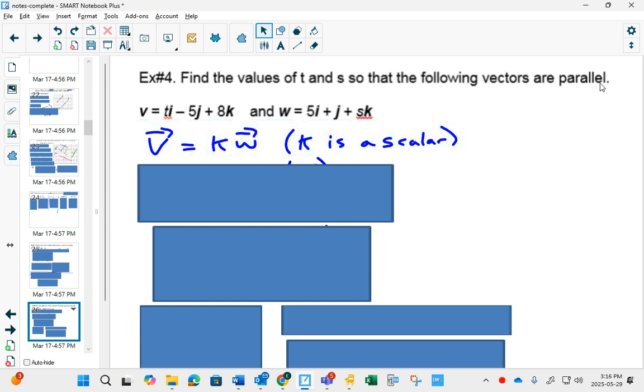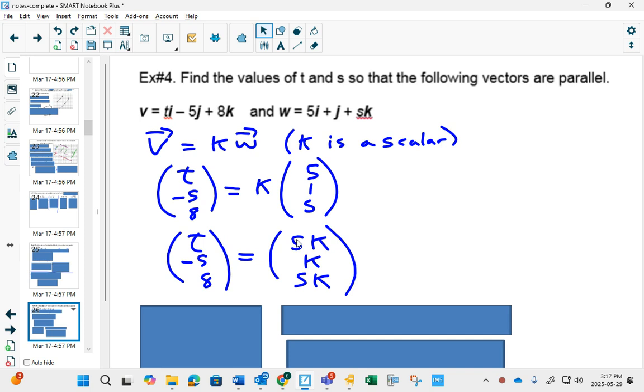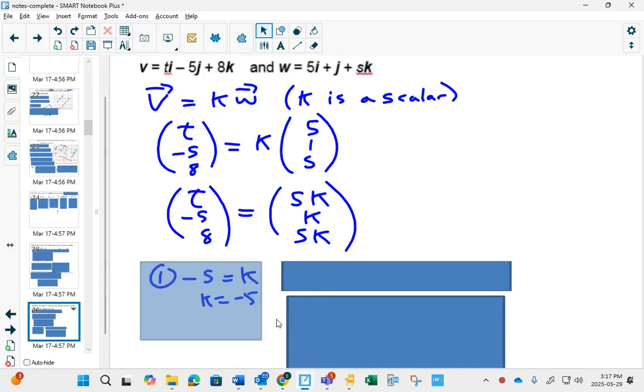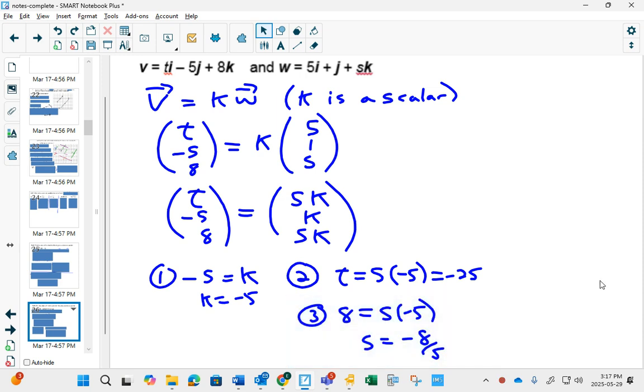Last question for the day. So again, if they're parallel, one is a multiple of the other. So I set things up, which would give me 3 separate equations. t is equal to 5k, negative 5 is equal to k, and 8 is equal to sk. One of those is really good for figuring out what k is. Oh, maybe the one where negative 5 is equal to k? So then k is equal to negative 5. And then you could take another equation, figure out what t is, and the last equation and figure out what s is.